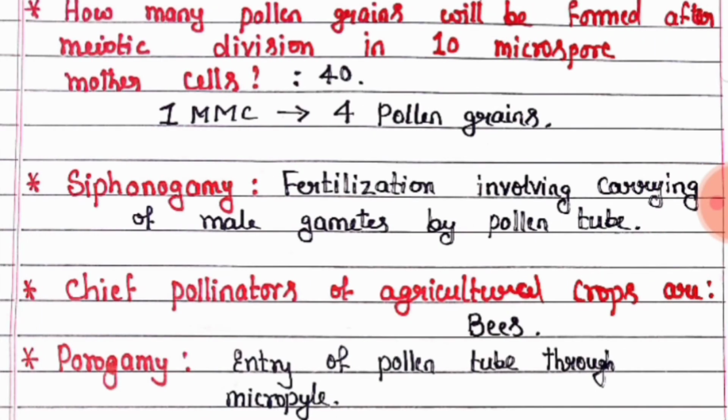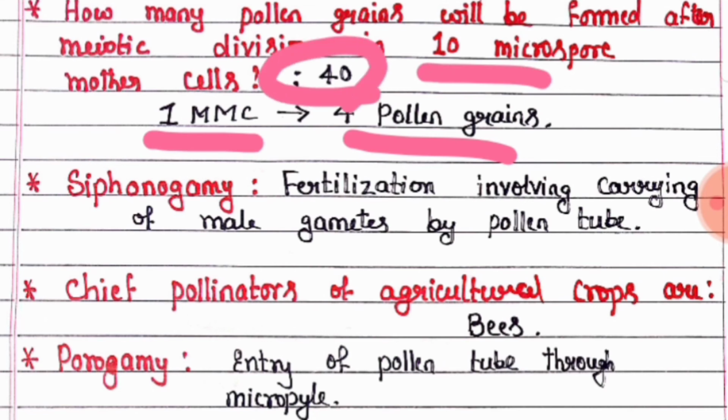Then how many pollen grains will be formed after meiotic division in 10 microspore mother cells? Children, 1 microspore mother cell produces 4 pollen grains after meiosis. By forming a microspore tetrad, you will get 4 pollen grains. So from 10 microspore mother cells, 40 pollen grains will be formed after meiotic division.